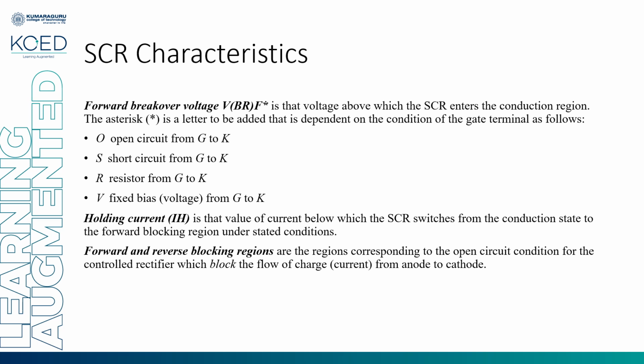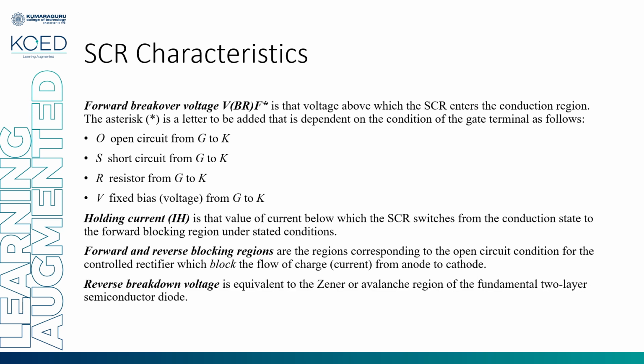Forward and reverse blocking regions are the regions corresponding to open circuit condition for the SCR, which will block the flow of charge from anode to cathode. And reverse breakdown voltage is nothing but, during reverse bias, when the SCR moves through avalanche breakdown or Zener breakdown, the particular voltage at which breakdown occurs.